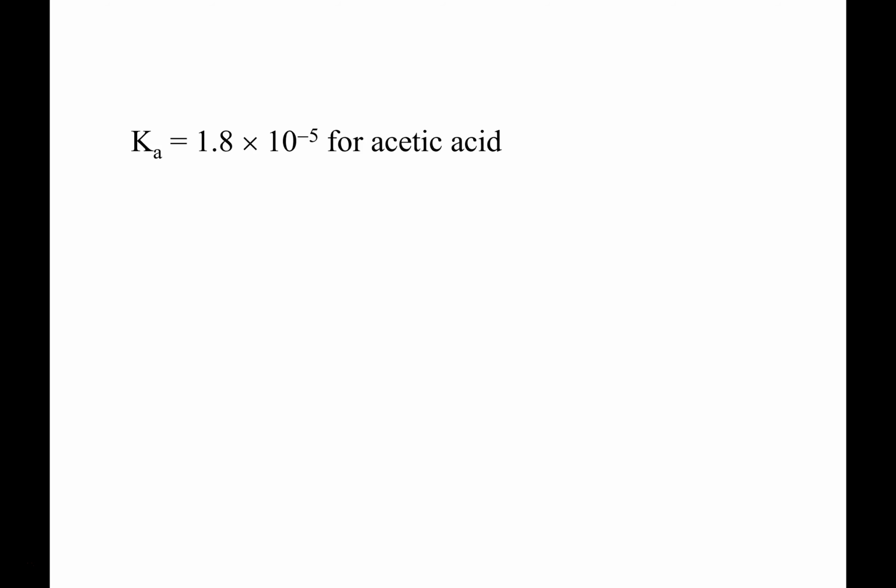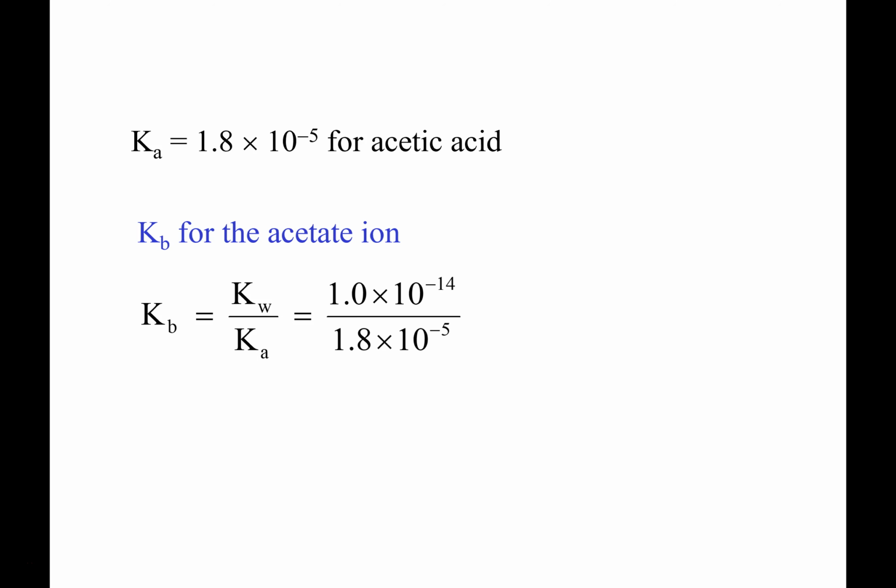So just to remind you how this goes. This is showing you how we got Kb. We got Kb for acetate from the Ka for acetic acid, recognizing that they are a conjugate acid-base pair, and so the Kb will be equal to Kw divided by Ka.